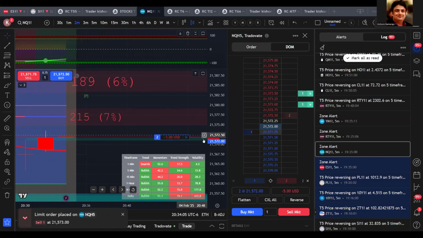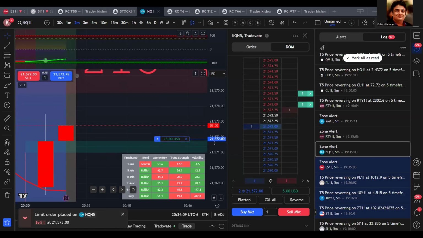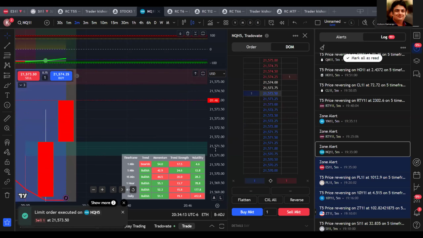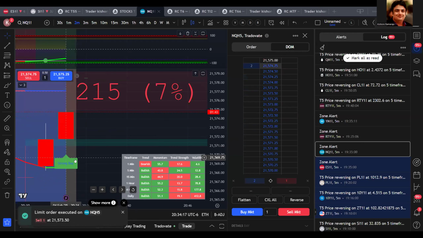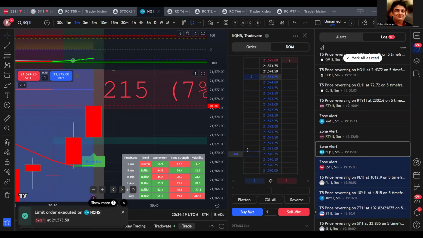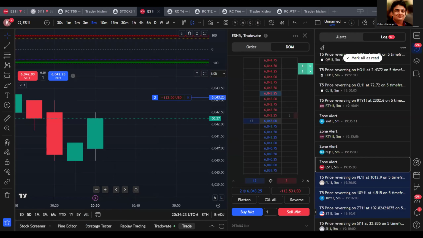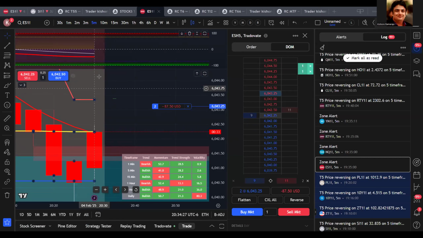Now you can see more and more buyers. That made another $70. Yes, we still have this one, and this also should move into profits.